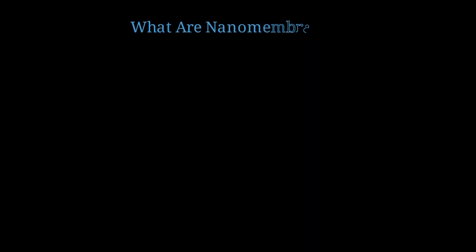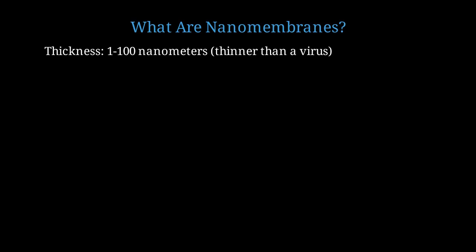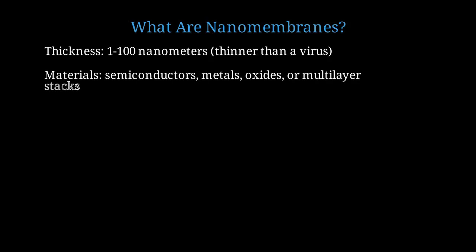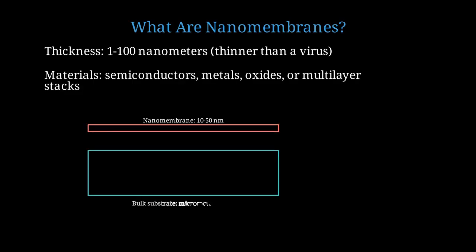First, let's define what we mean by nanomembranes. These are ultrathin films of material, typically between 1 and 100 nanometers thick. To put this in perspective, these films are thinner than most viruses. 100 nanometers is about 1,000th the width of a human hair. Nanomembranes can be made from semiconductors like silicon or gallium arsenide, metals, oxides, or complex multi-layer stacks of different materials. Here's a schematic showing the extreme difference in scale. The nanomembrane on top is incredibly thin compared to the bulk substrate below it.